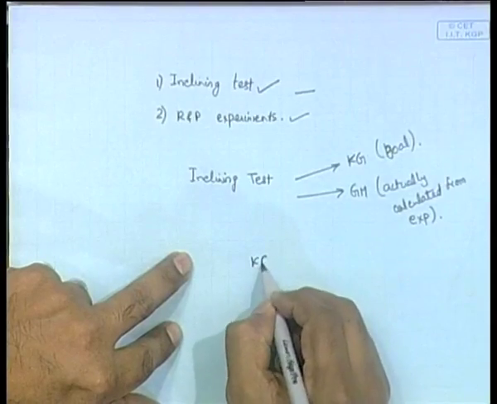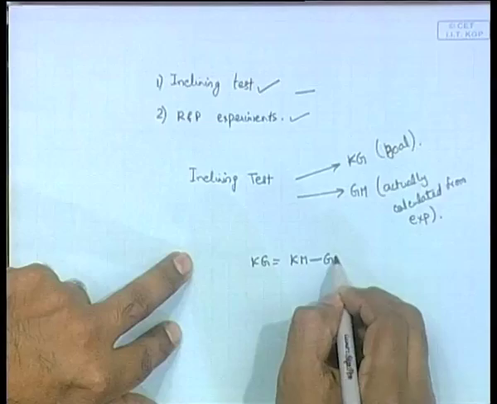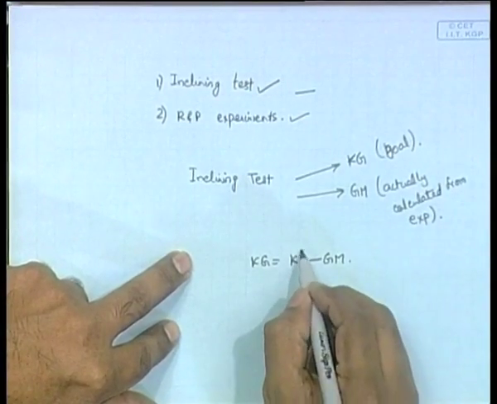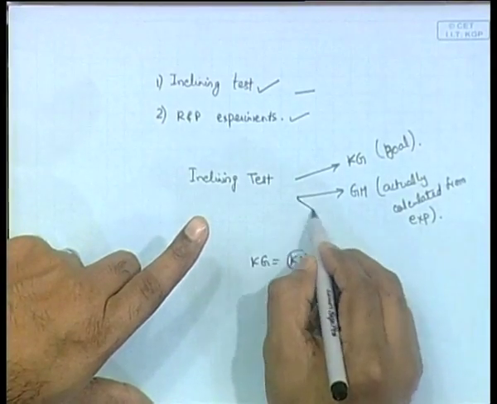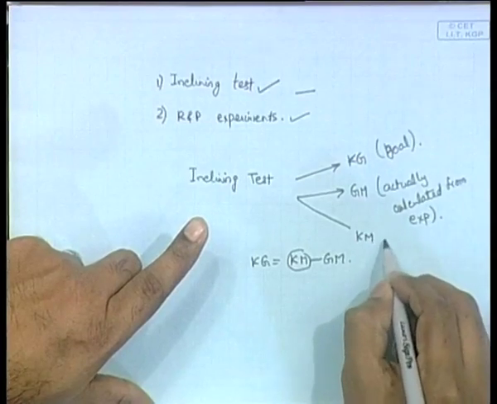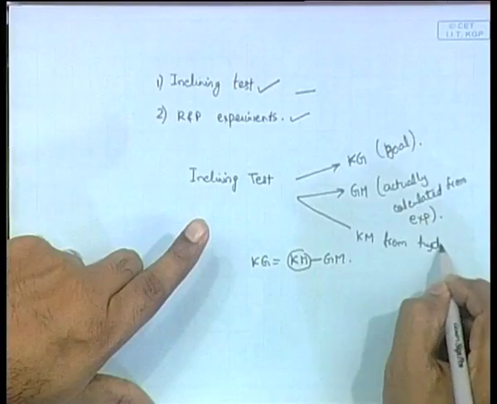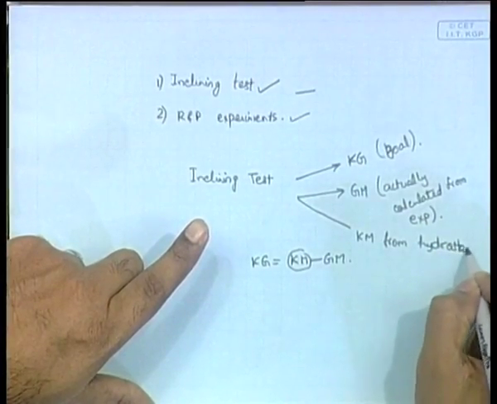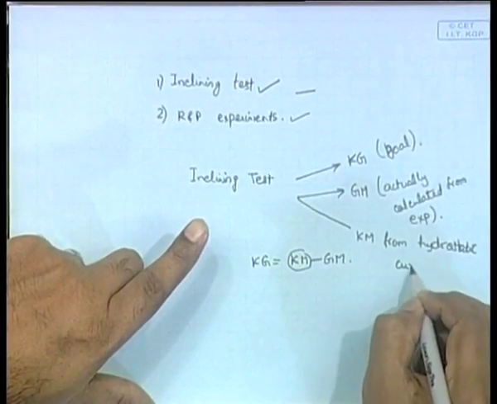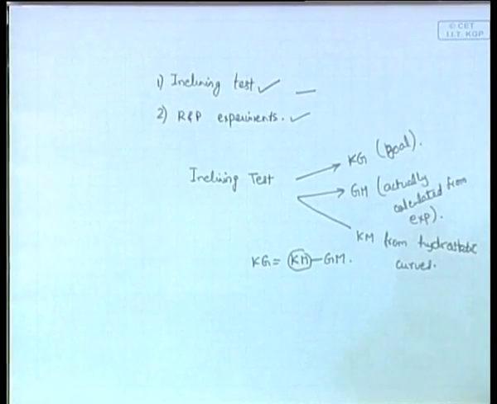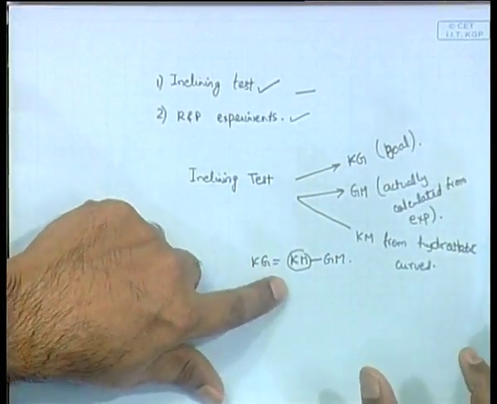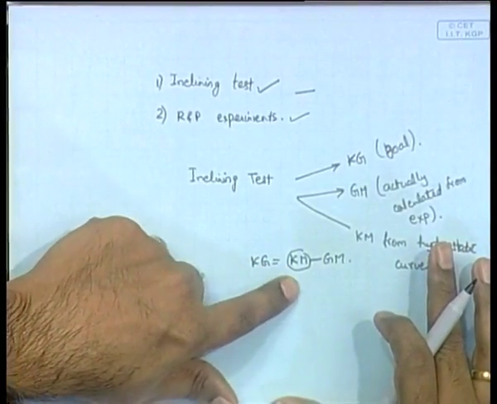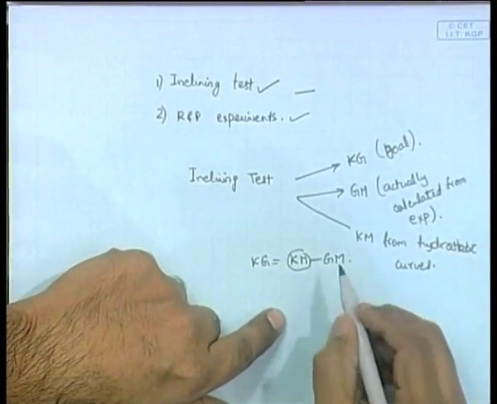How do you get KG? You get it if you do KM minus GM, that gives you KG. Therefore the only other thing you need is KM. KM comes from hydrostatic data, that we will look into later. You can get it from hydrostatic curves and hydrostatic data, that is actually a property of the ship as such. So right now let us assume that we know KM, and once you know KM you get KG by KM minus GM. So what the experiment does is calculate GM.